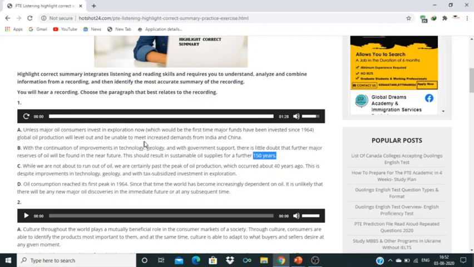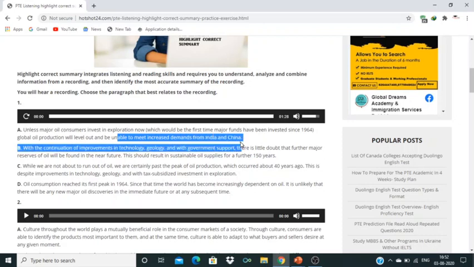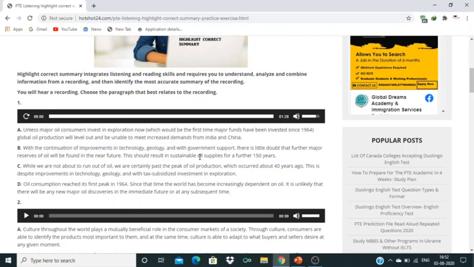But please make sure he didn't mention anywhere increased demands from India, China. And he did not mention a little doubt, and he did not mention it is unlikely that there will be any new major oil discoveries. And so I gave you a hint. I should explain this so that you get to know how to find out the right answer. I will give you a hint here.